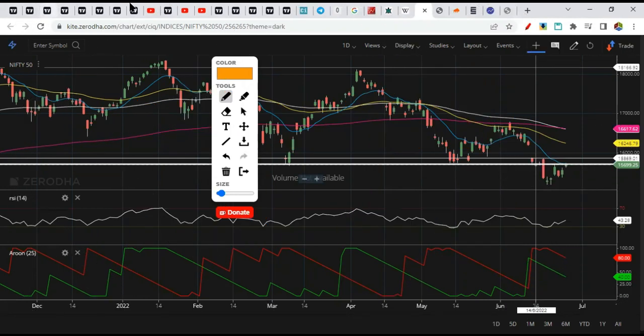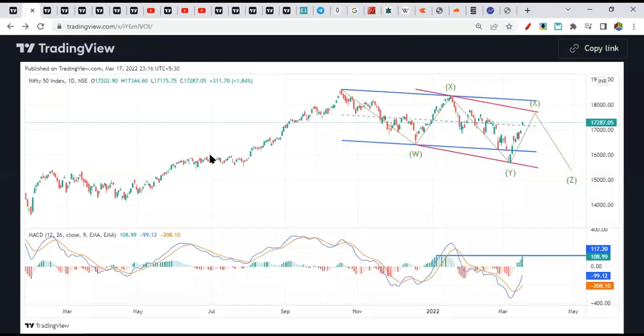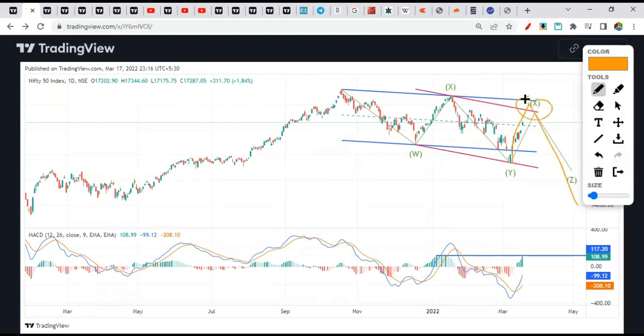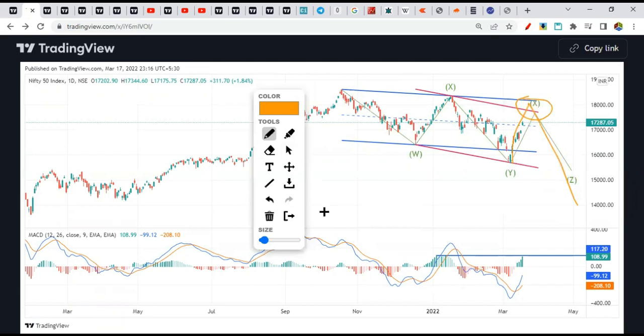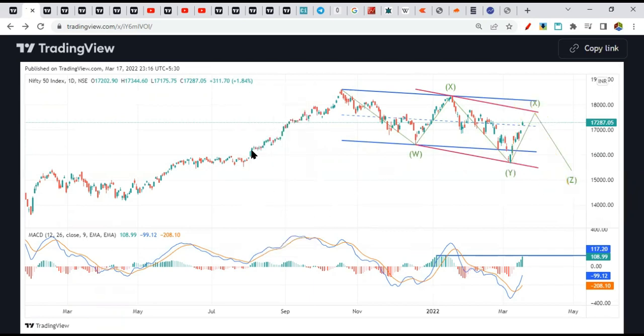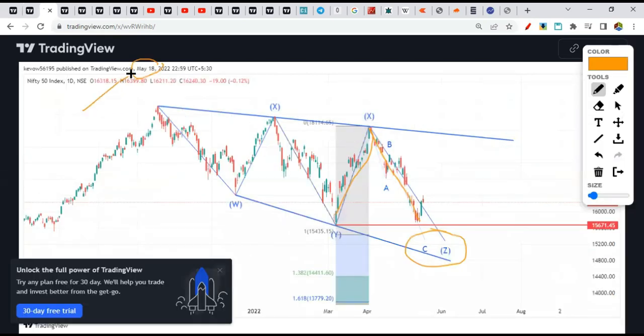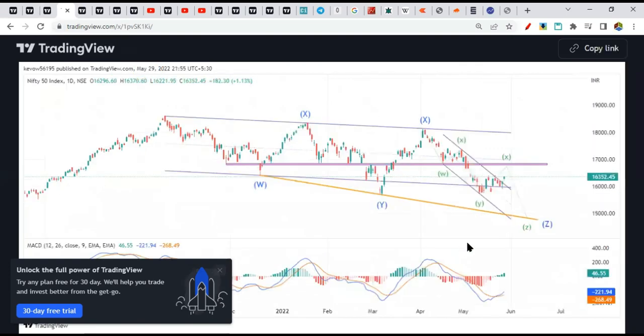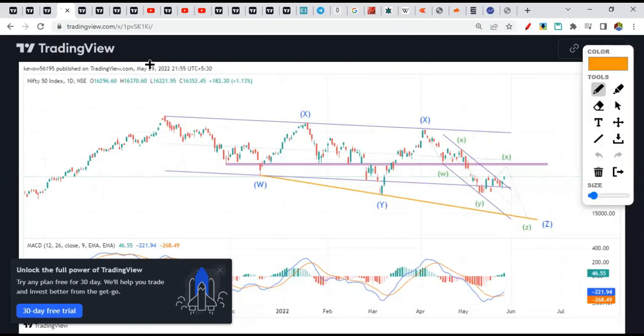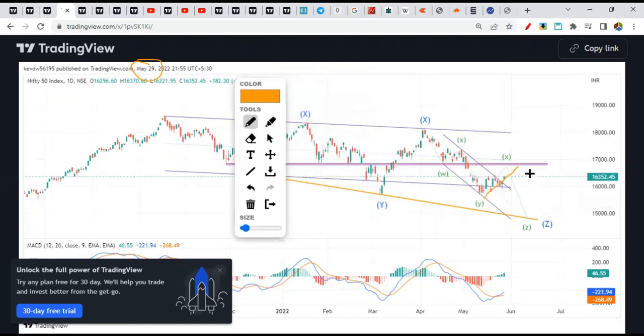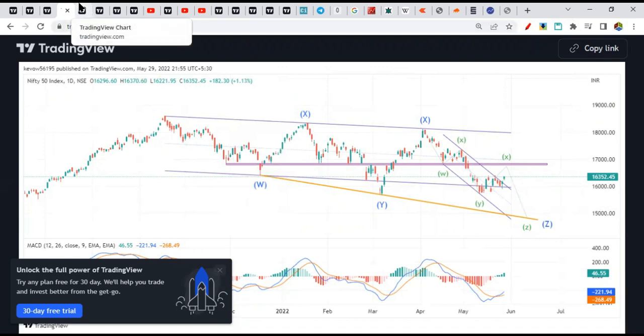So in previous weeks we discussed, on March 17, that Nifty would go like this and then drop. This X wave we had expected to make a top and then another drop was expected. On May 18th we discussed that Nifty would drop more on the downside after a consolidation. And on 29th of May, we discussed that Nifty would bounce back towards 16,800 and then drop on the downside. Similar things have been happening. So our analysis is pretty much in line with how the markets are moving.